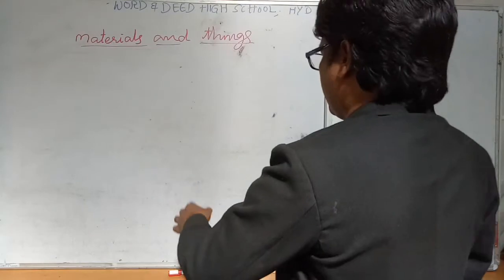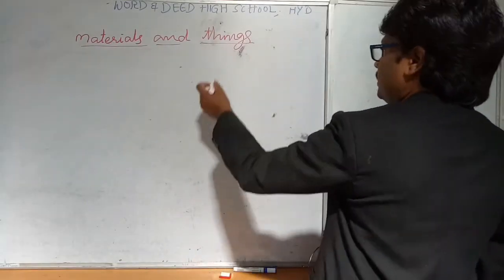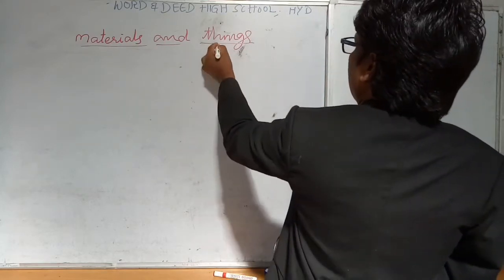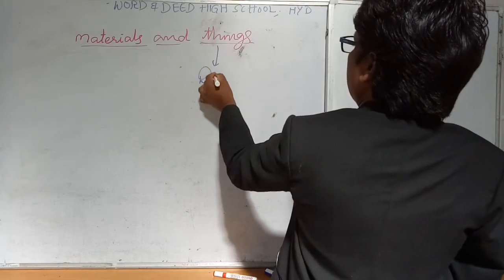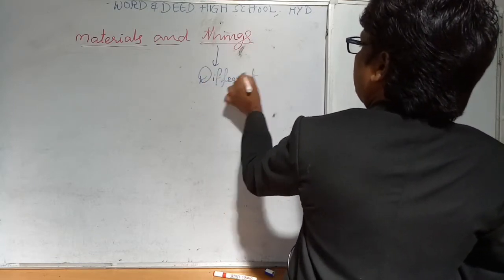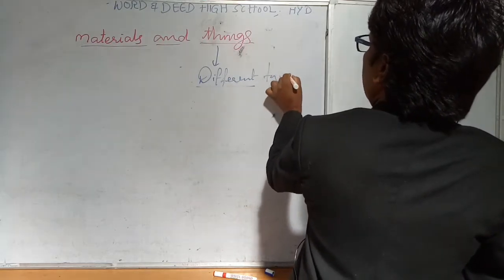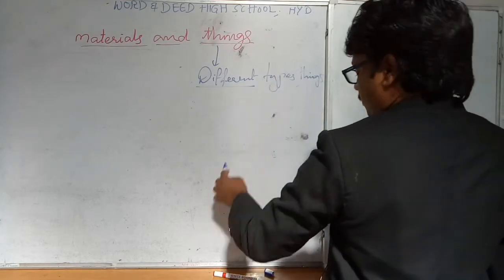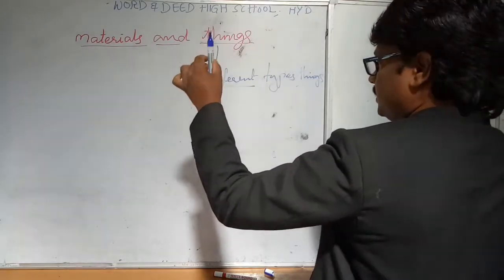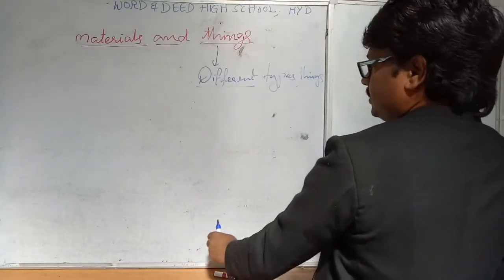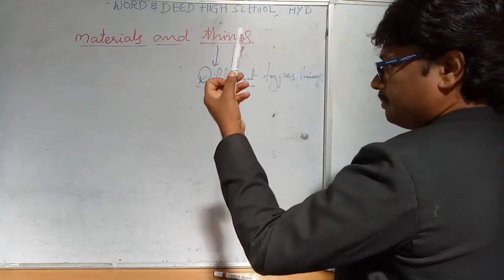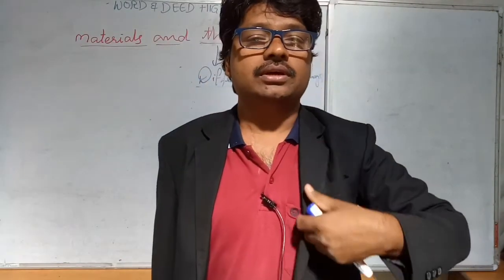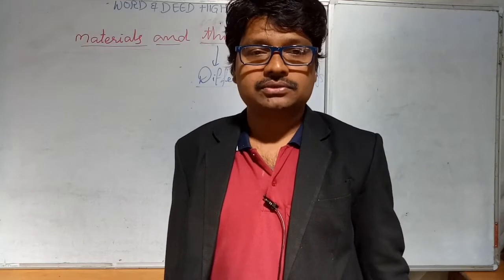Yes, materials and things. Students, there are various things present around us. We see different types of things around us. See, for example, this is a thing. The table is a thing. The board is a thing. This marker pen is also a thing. The cloth is also a thing. The clothes that I wear are also things. The camera phone is also a thing.